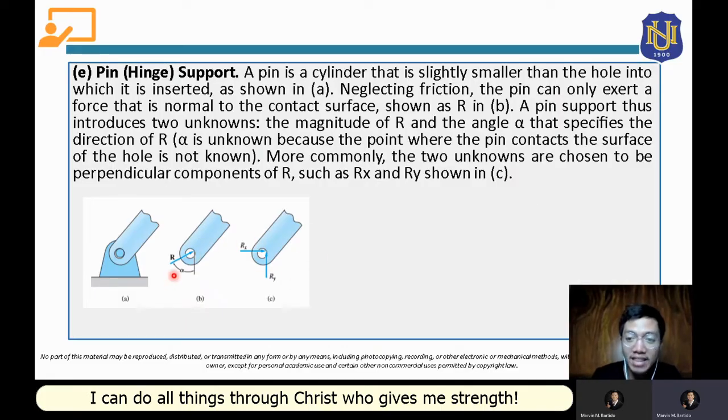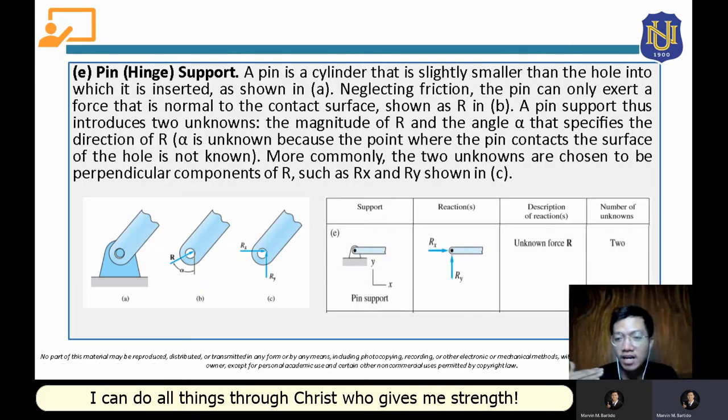So instead of using R and alpha as the unknown quantities for the reaction force that is provided by the pin, we will instead use two reaction forces, which will be equivalent to these two unknowns. That will be the horizontal reaction and vertical reaction. For pins, we will always use two unknowns: instead of using R and alpha, we will use horizontal and vertical reaction.